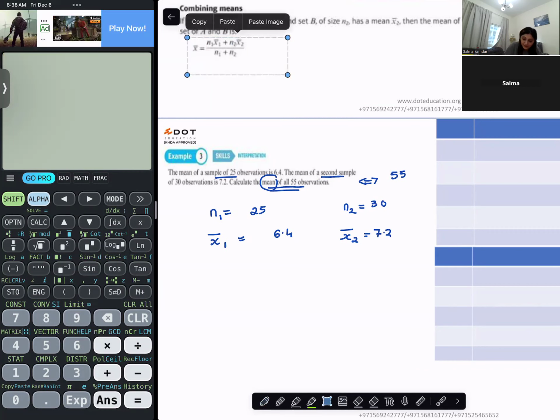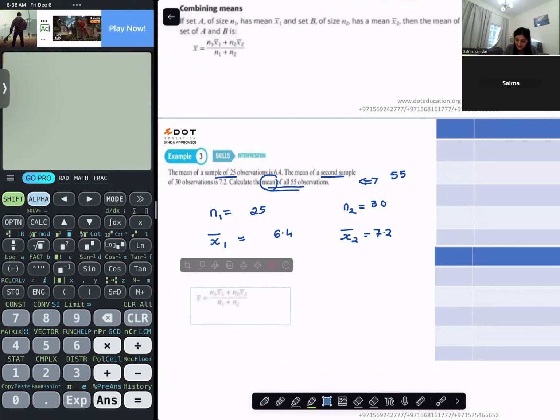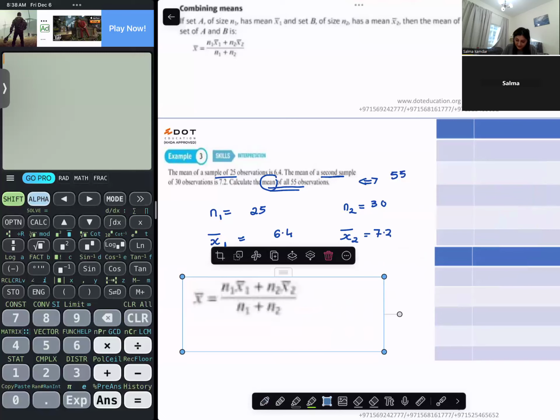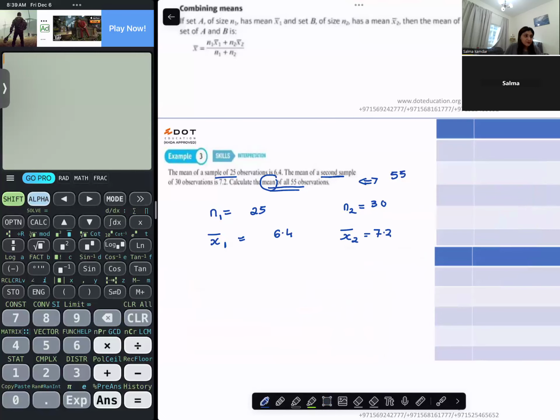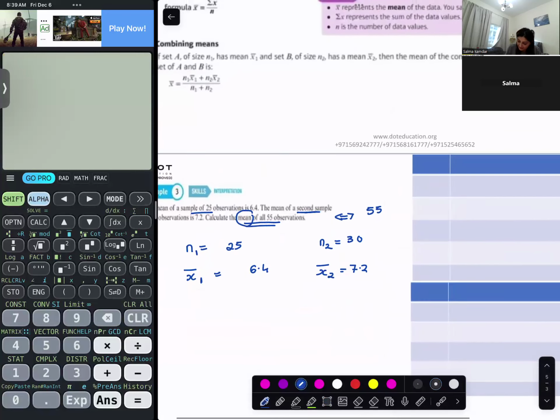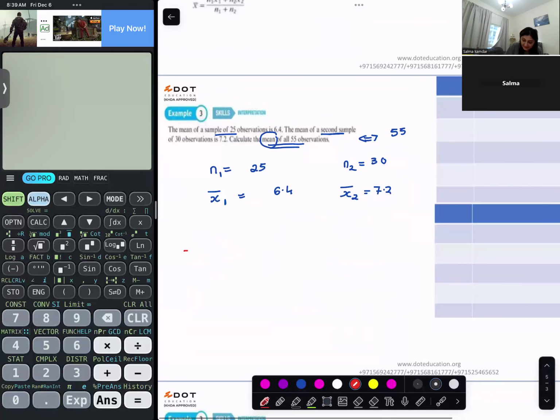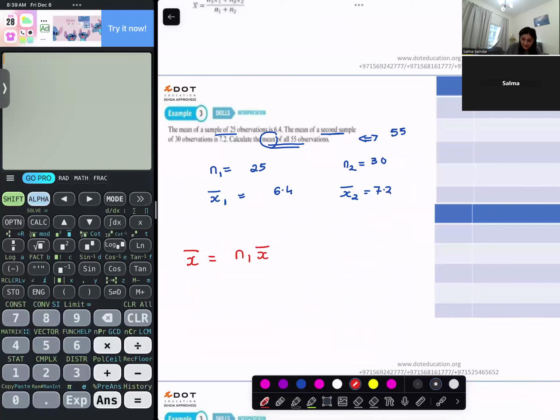This is the formula for combined mean, which says n1 x1. It's not very clear, so let's write it. The formula for the combined mean would be: mean of x is equal to the number of observations in set 1 times the mean of set 1, plus the number of observations of set 2 times the mean of set 2, divided by n1 plus n2.